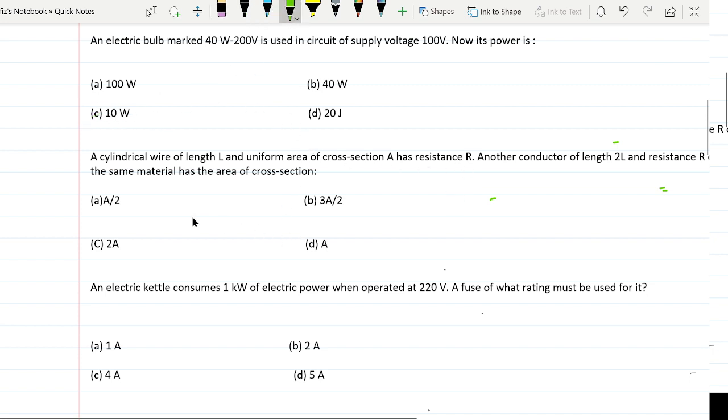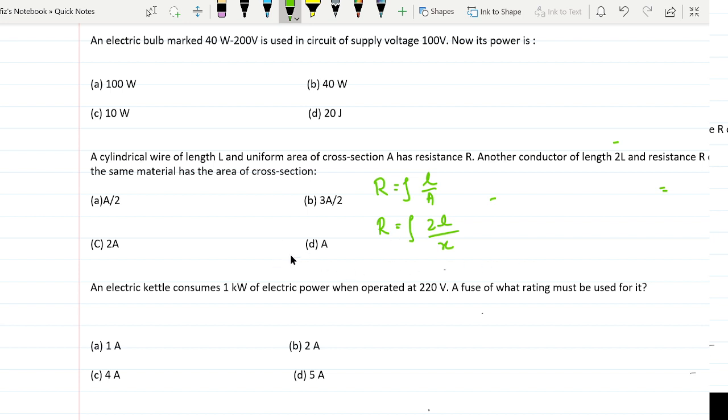Okay, the next question is here. A cylindrical wire of length L and uniform area of cross section A has a resistance R. Another conductor of length 2L and resistance R, of the same material, has what cross sectional area X? So the question is that there is a wire of resistance R, length L and area of cross section A, and another wire whose resistance is also R, of the same material, but the length is 2L.